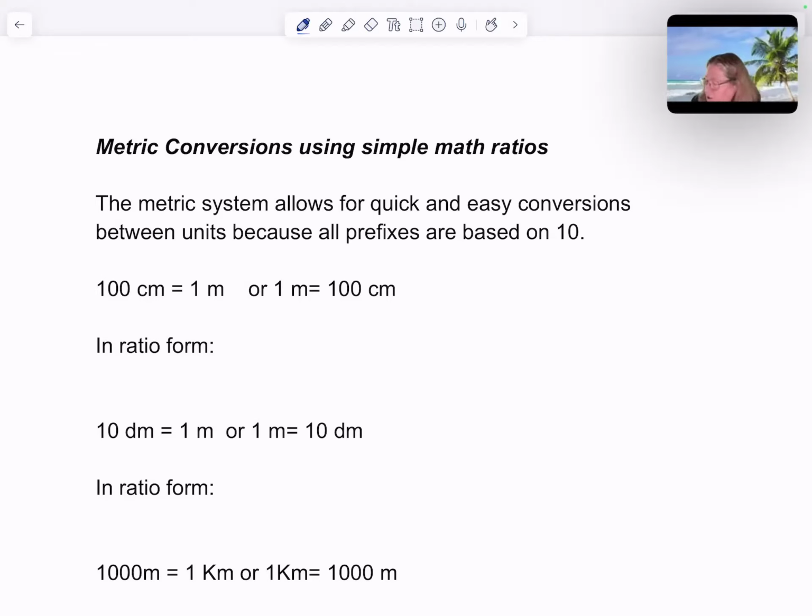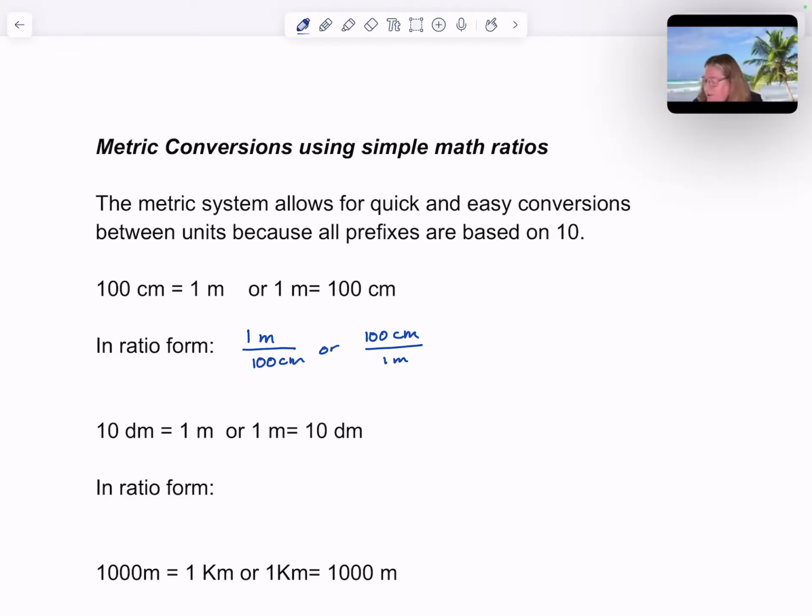So in ratio form, this would be 1 meter over 100 centimeters, or we could express it as 100 centimeters to 1 meter. They're unity values. They both equal 1. When we use them in math, they're not going to change the value or size of the number.